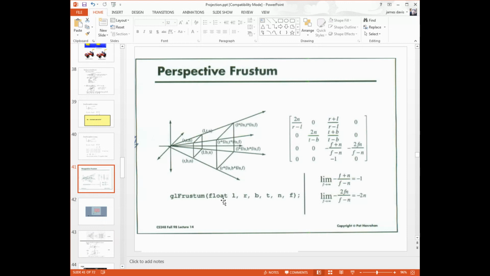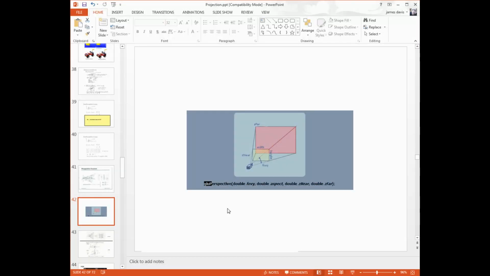So we had glFrustum, where you specify the left and right. With gluPerspective, we specify in an easier way. We just give a field of view, and then we give an aspect ratio. So that means the ratio of the width and height. And then we still have to give the near and the far planes to specify where the front and back of that we're going to cut off in our frustum.